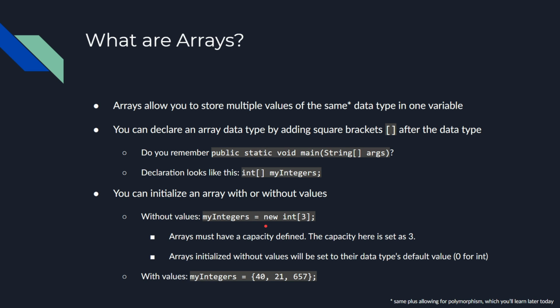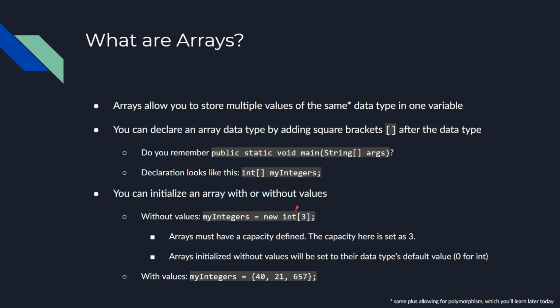In this case, when we do it this way, we have the array of 3 items. They will have a default value. Okay, so the default value for an integer is 0. So we'll have an array of 3 zeros in this case.